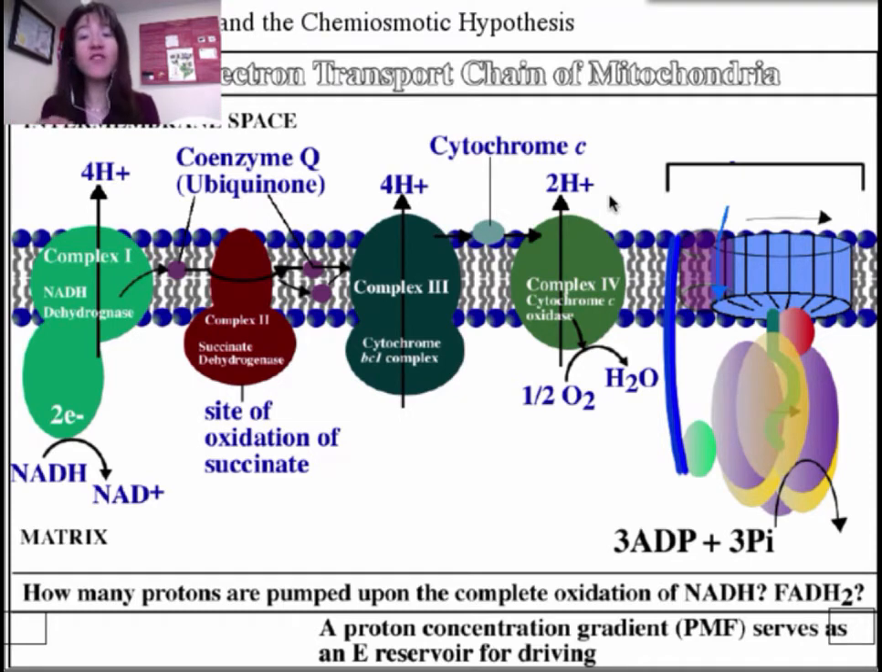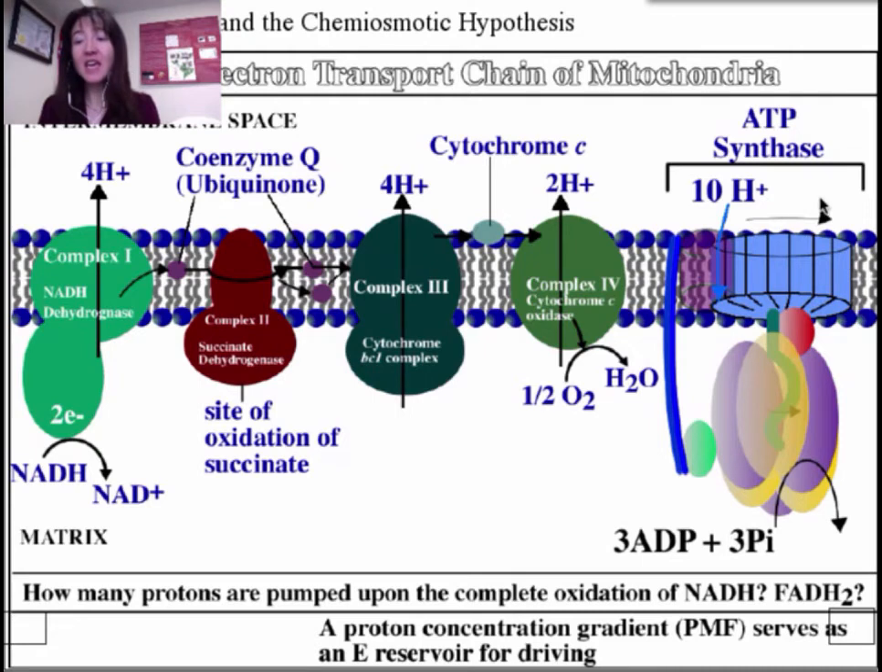But here is where we finally meet the machine that does it. This machine is called ATP synthase. ATP synthase taps into that PMF, and it allows those protons to swoosh down their gradient, and at the same time they're swooshing down their gradient, it turns a turbine.